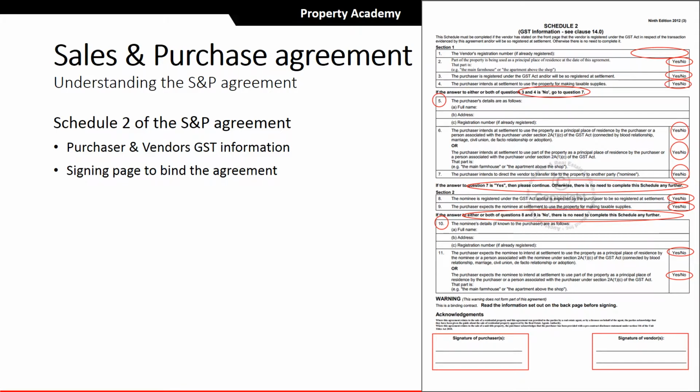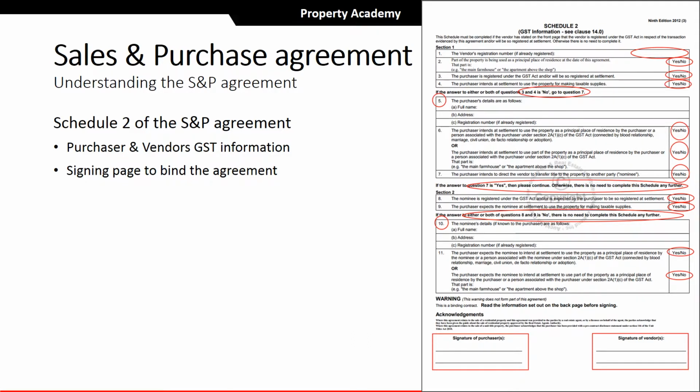Number 9, the purchaser expects the nominee at settlement to use the property for making taxable supplies. And again, if the nominated party is going to be claiming the GST, which is essentially what it's asking, then yes is the correct answer. Moving forward, if the answer to either or both of questions 8 and 9 is no, there's no need to complete the schedule any further. However, if they circled yes, you're going to continue completing the GST information here. And number 10 is asking for the nominee details. So the person you want to nominate the sales and purchase contract to before settlement, you're going to have to put in their full name, address, and GST registration number if they have one.